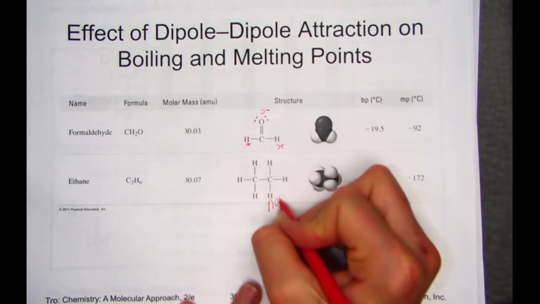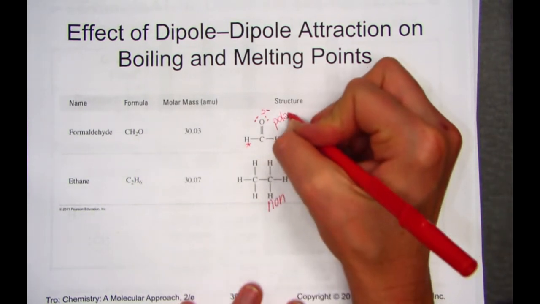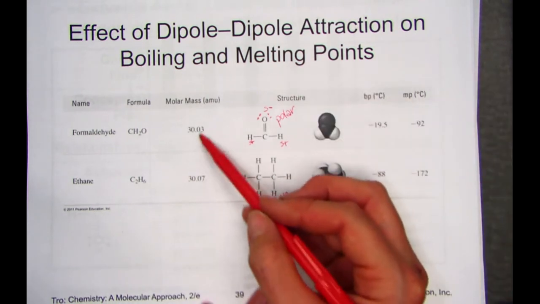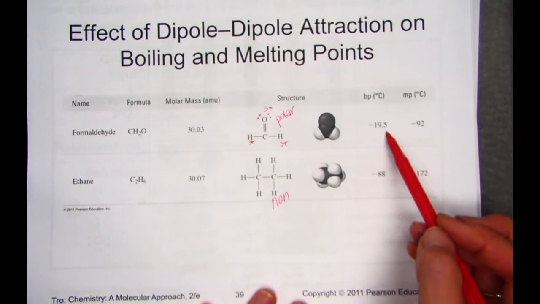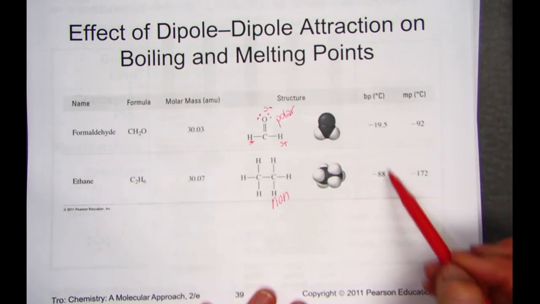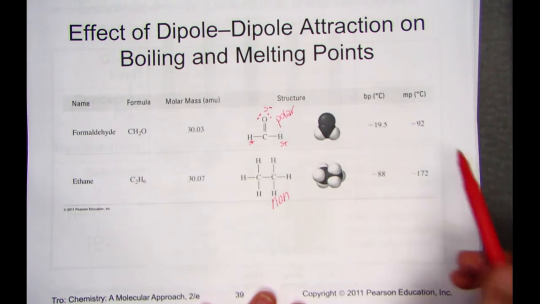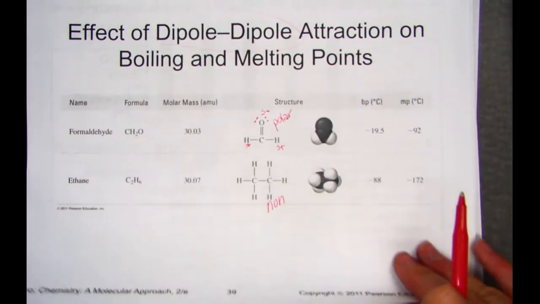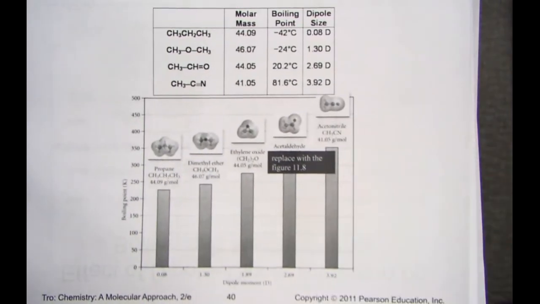Ethane is a nonpolar molecule. There's nothing unique in this particular structure at all to make one area positive, one area negative. Based on the same molar mass, but one being polar, look at the difference in boiling point and melting point, significantly higher for the polar molecule than the nonpolar molecule. The dipole-dipole attraction creates a strong intermolecular attraction and thus increases the boiling and freezing points of our compounds.